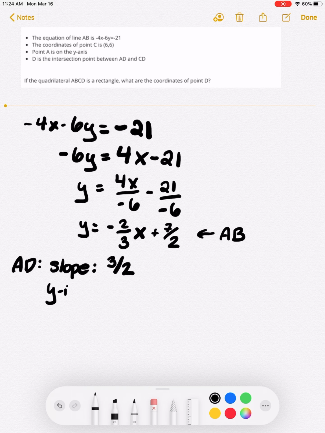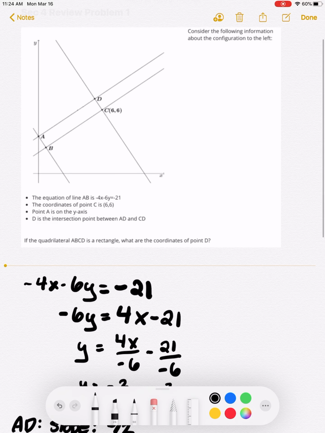And the y-intercept is going to be just at point A. So that's going to be 7/2. So AD is going to be y equals 3/2 x plus 7/2. Okay, so that's AD. Next, we're going to need the equation of DC.